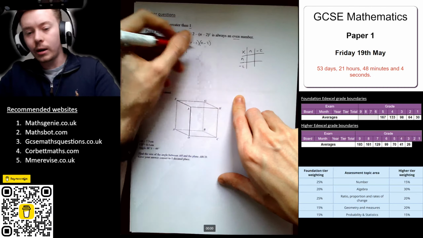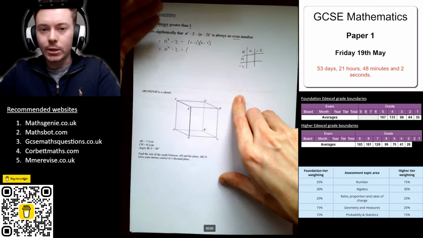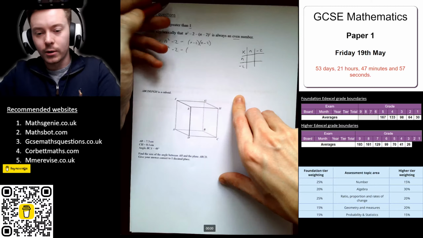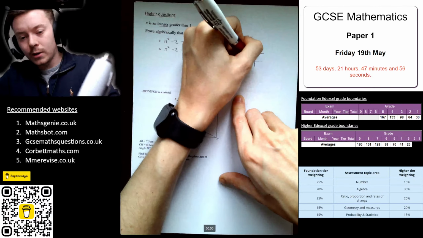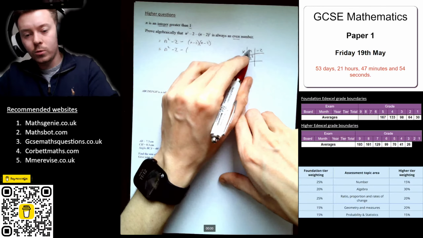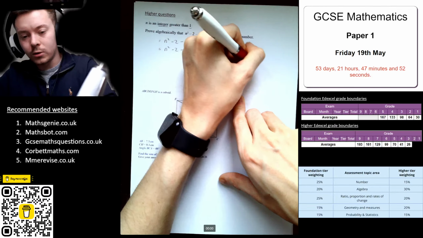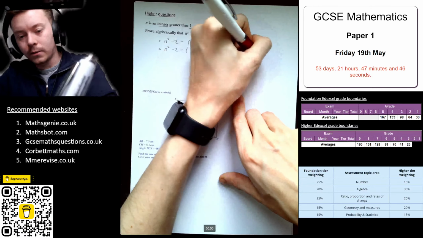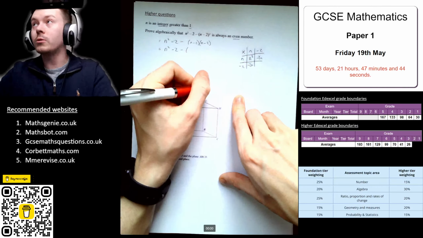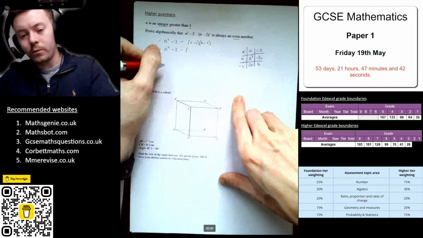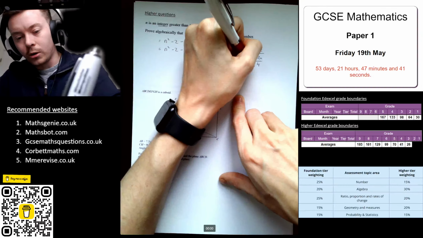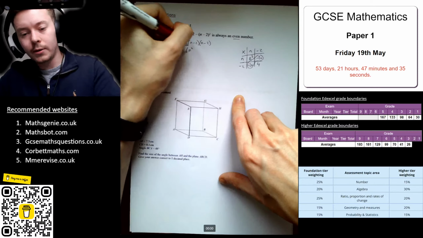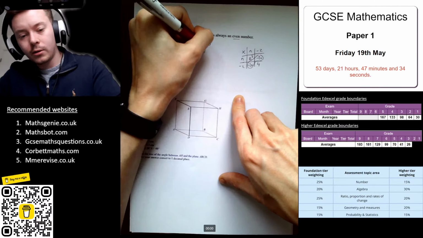Obviously the better you get at multiplying double brackets out, the easier it will be, to the point where you can just look at them and do them in your head. n times n is n squared, minus 2 times n is negative 2n, negative 2 times n is negative 2n, negative 2 times negative 2 is positive 4, and then our like terms are both of these n terms here. So we get n squared minus 4n plus 4.